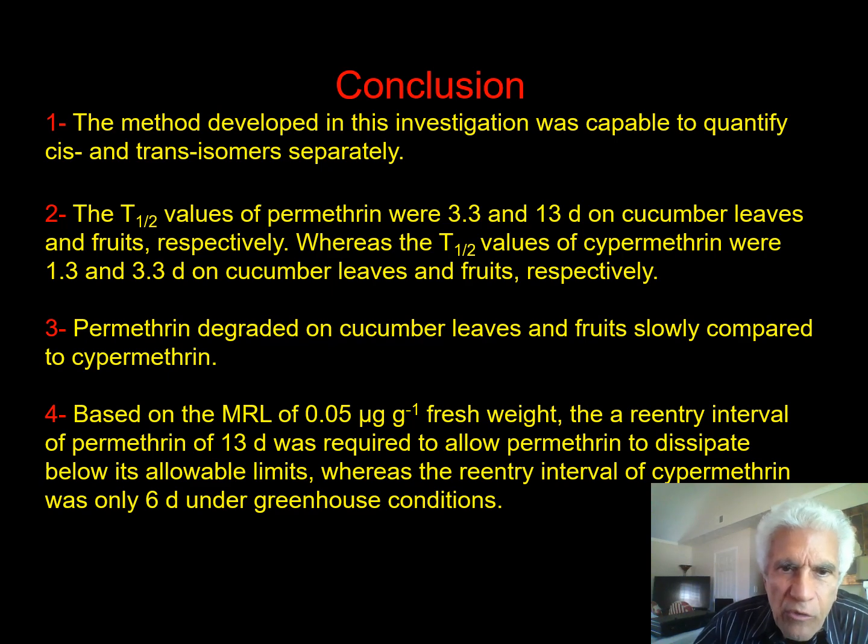In conclusion, the method developed in this investigation was capable of quantifying the cis and trans isomers separately. The half-life values of permethrin were 3.3 and 14 days on cucumber leaves and fruits respectively, whereas the half-life values of cypermethrin were 1.3 and 3.3 days on cucumber leaves and fruits respectively. So permethrin degraded on cucumber leaves and fruits more slowly compared to cypermethrin.